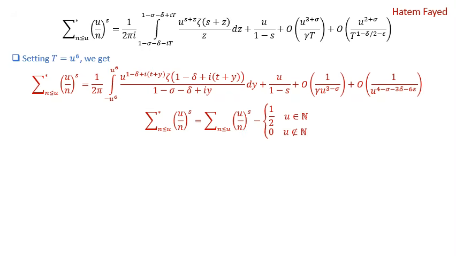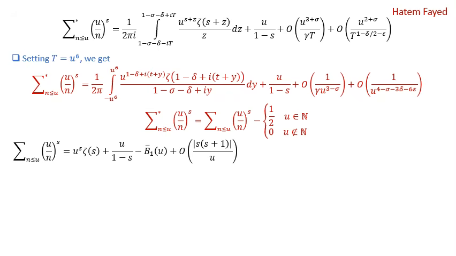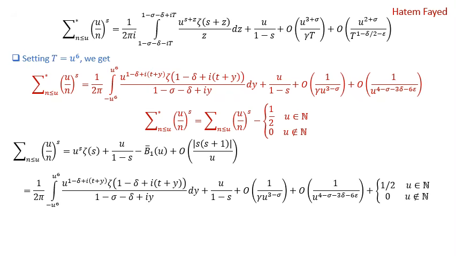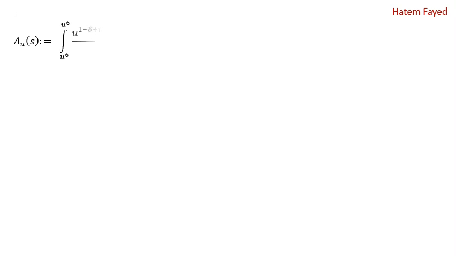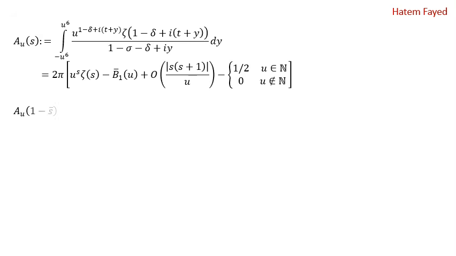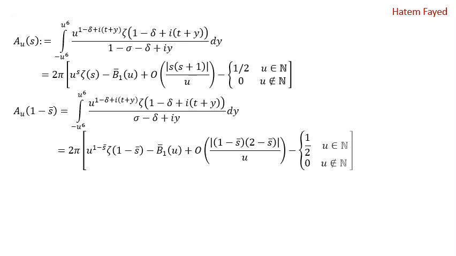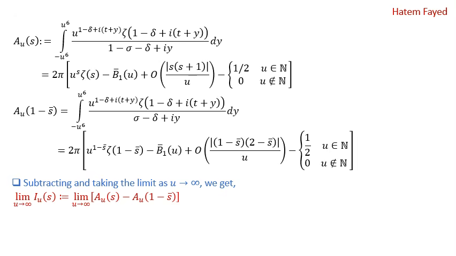So we'll have another expression for the summation over n to the power s. Equating this summation with the one derived from the Euler-Maclaurin formula, we'll get this equation. Writing the integral in one sign and denoting it as A_u of s, we'll get this expression. Replacing s by 1 minus conjugate s, we'll get this equation. Let us define I_u of s as the difference between these, and taking the limit as u tends to infinity, we'll get this equation.